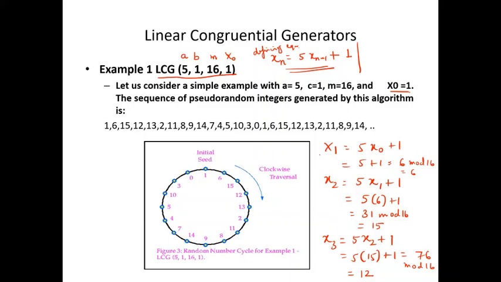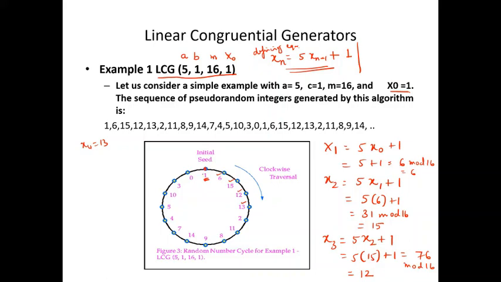You will see you will get non-repeatable numbers. So if I start with the initial seed position here 1, you see we have written all the random numbers as points on a circle. So after 1 we have the next number 6, then 15, then 12. And likewise, if I continue, x4 will be 13, so on. You will get all different residues until you get 0. And once you come back here, it will start repeating.